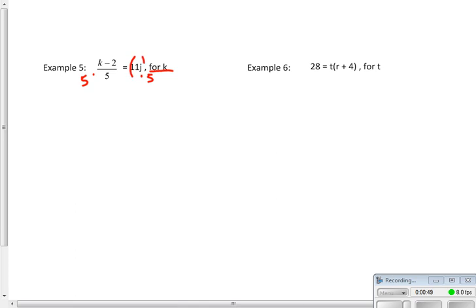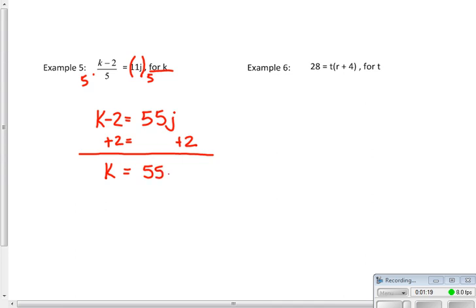Another way to write it is like this, since we have one term. So the division on the left side will be canceled out, and we'll be left with k minus 2 equals 11j times 5, which is going to give us 55j. In order to get k by itself, we need to add 2 to both sides, and we wind up with k equals 55j plus 2. Cannot add those together. They are not like terms.